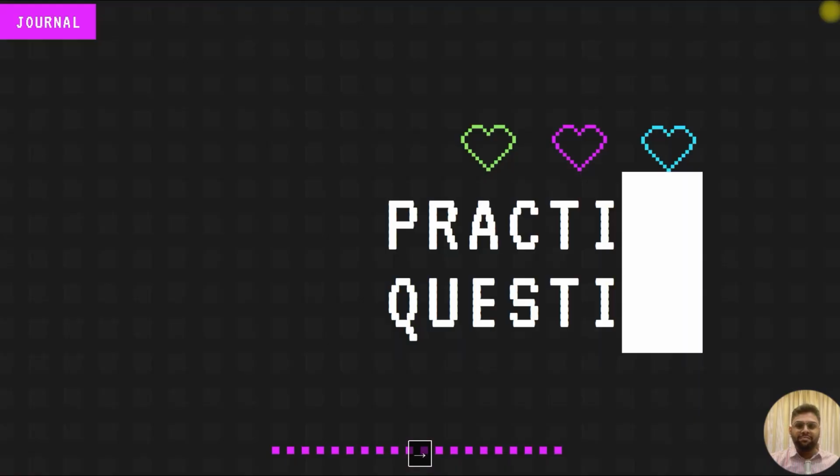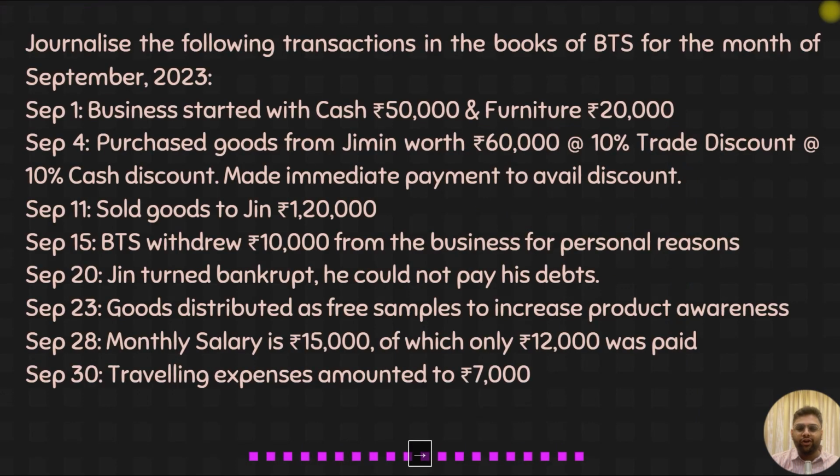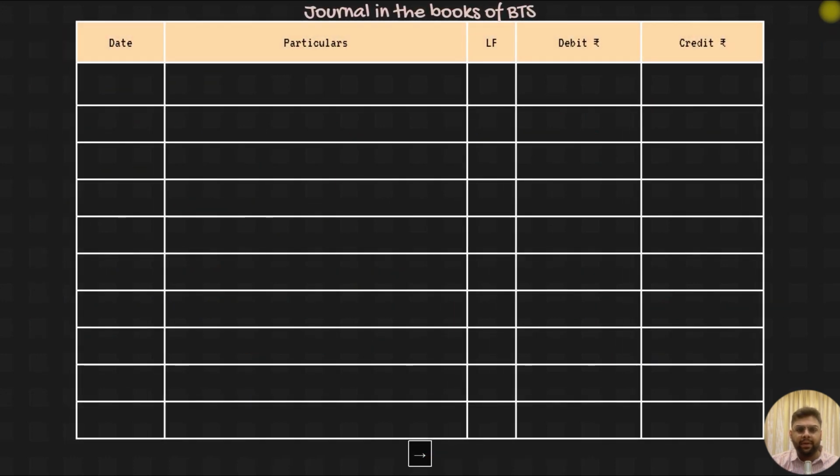Now let's go to the practice question. Journalize the following transactions in the books of BTS for the month of September 23. पहले journal बना ले, proper format में, date, particulars, LF, debit rupees, credit rupees. Then let's come to the first transaction.